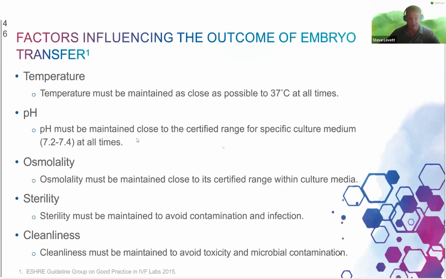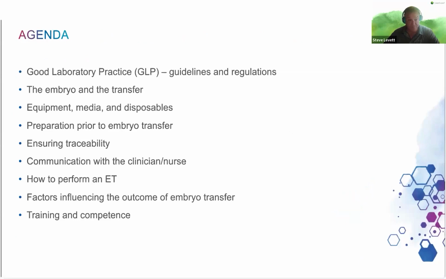If we don't have correct pH, so if the pH has drifted, that's most likely to be through evaporation, and that will also then affect the osmolality. So these two parameters go hand in hand. If you've got evaporation, you're going to affect pH and osmolality. We also need, of course, to maintain sterility and cleanliness. So maintenance of the environment is just as important at embryo transfer as it is during the whole culture procedure. And allowing any of these parameters to drift away from where we want can potentially affect the outcome for the patients.